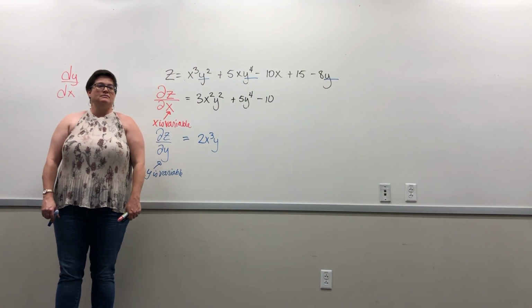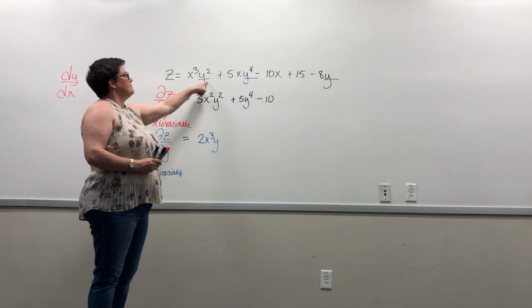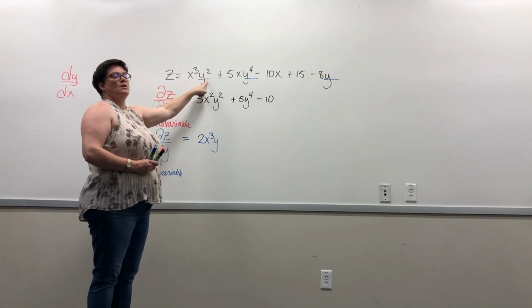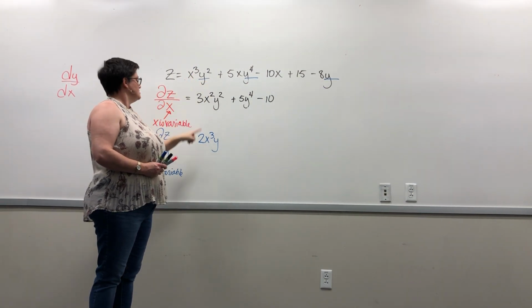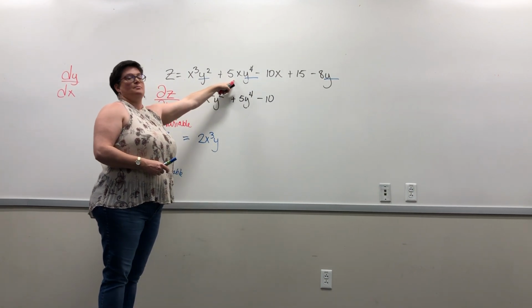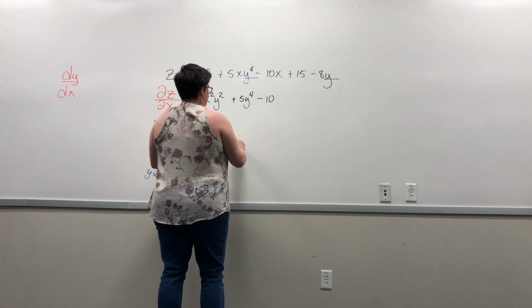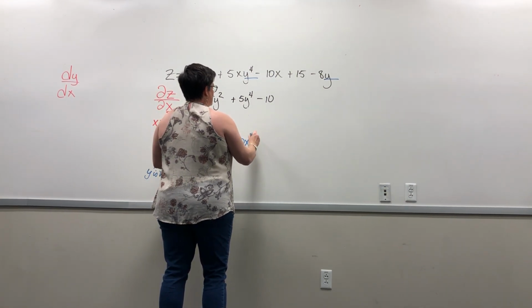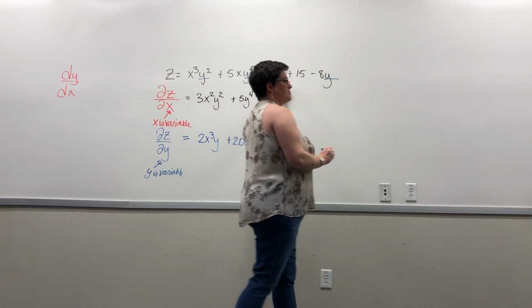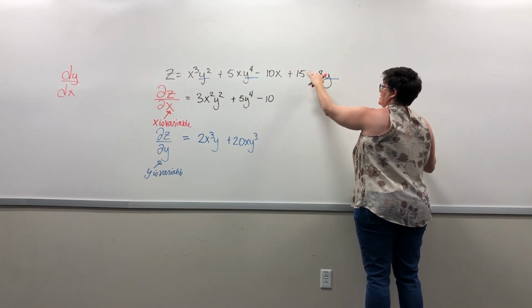Wait, why is it 2x to the third? You tell me. What are we taking the derivative of? So what's the derivative of y squared? 2y. 2y times x cubed. Oh, there it is. Next term, 20xy cubed. Next term. Good. Next term. Nothing. Next term.